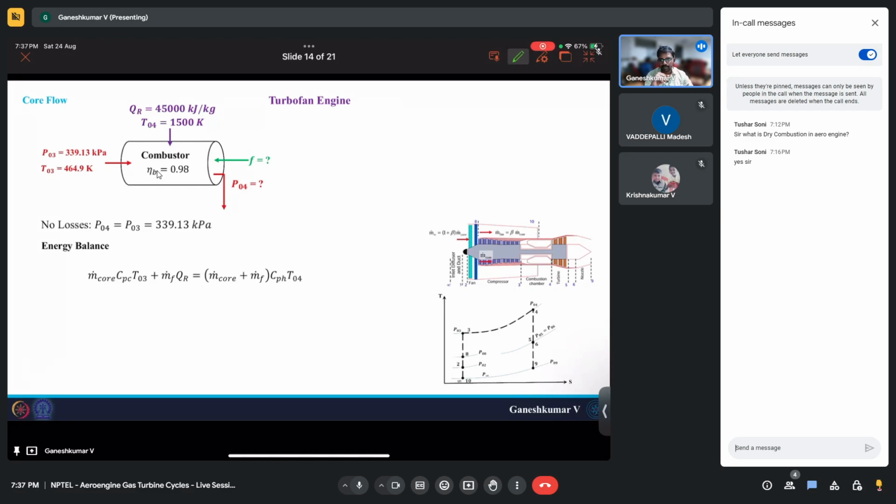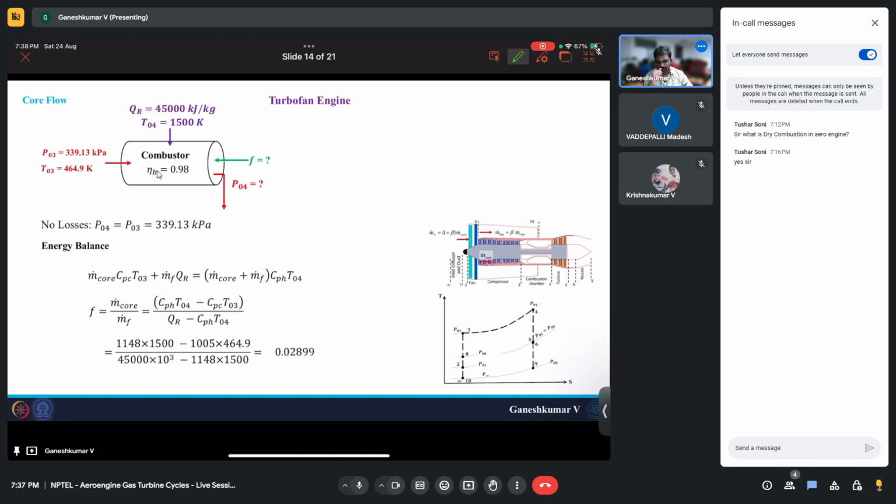Okay, so make sure you write the proper energy balance that you have here. Okay, and if you rearrange it, you can find F, fuel to air ratio, and here the fuel to air ratio is based on the mass flow rate of the core. So if you continue doing this calculation, you will end up having fuel to air ratio to be 0.02899. Okay.